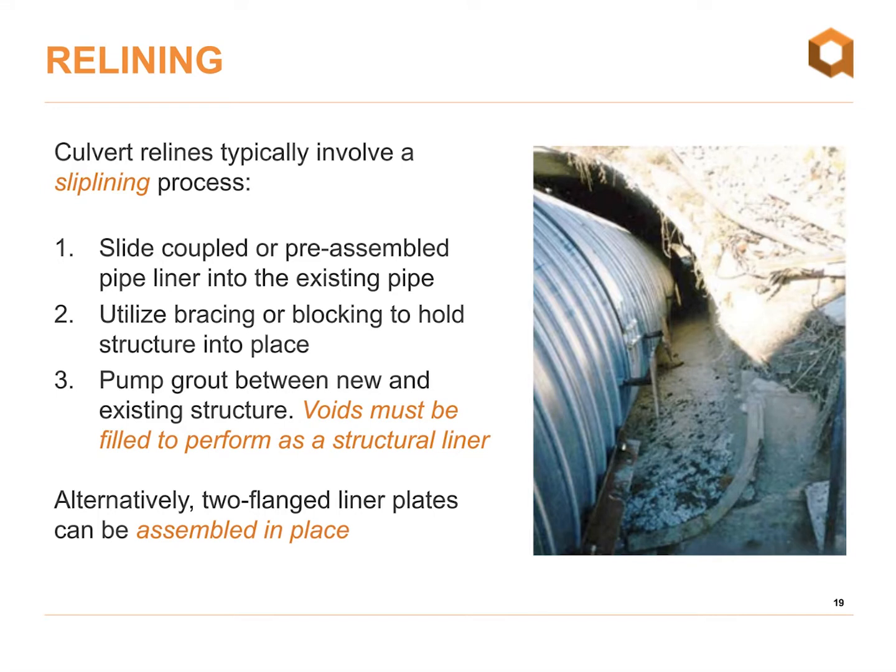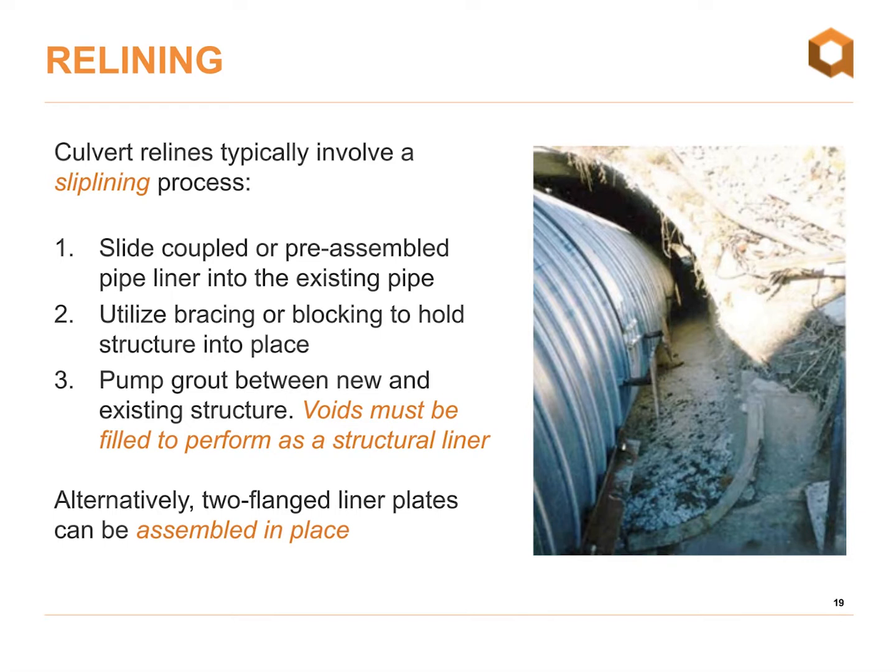So relining typically involves a slip lining process, a very simple installation procedure. Essentially all we're doing is sliding a coupled or a pre-assembled pipe liner into an existing pipe, or the host pipe. With that, we then typically utilize a bracing or blocking system to hold that structure in place, and that goes right in line with the third step here. So thirdly, we need to pump grout between the new structure and the existing structure to ensure that we have full load transfer from the existing, or the host pipe, into the new one.